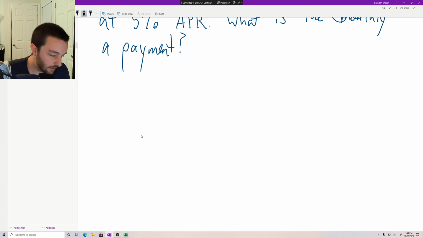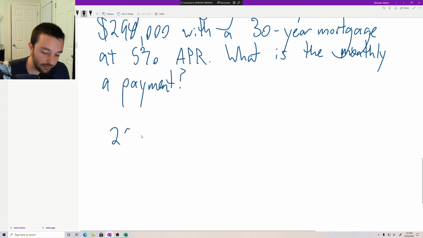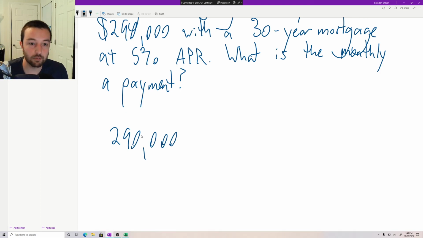So we want to find the payment this time. Let's plug in everything we know. We know the present value is 290,000. That's not actually what you're paying for the house over the amount of time. That's what the house is worth right now. The bank you're getting the loan from will pay the seller $290,000, and then you're going to pay the bank back over 30 years, and you're going to end up paying a lot more than the 290,000.